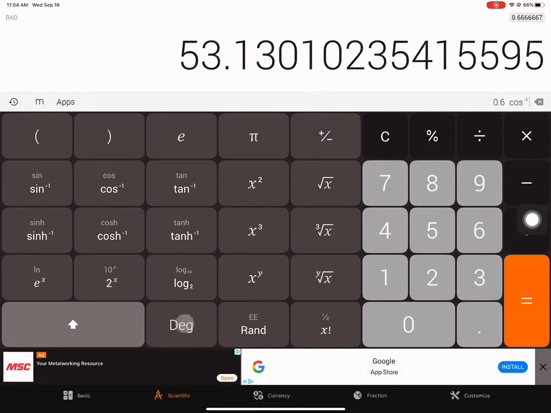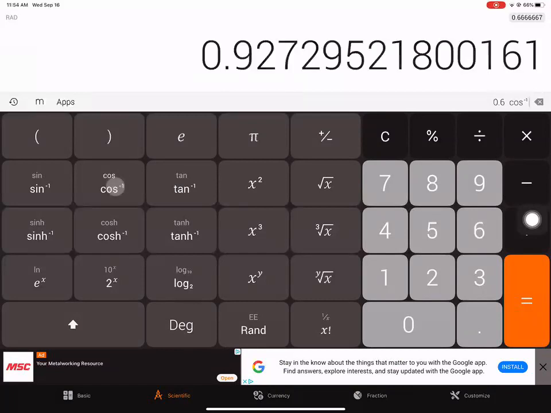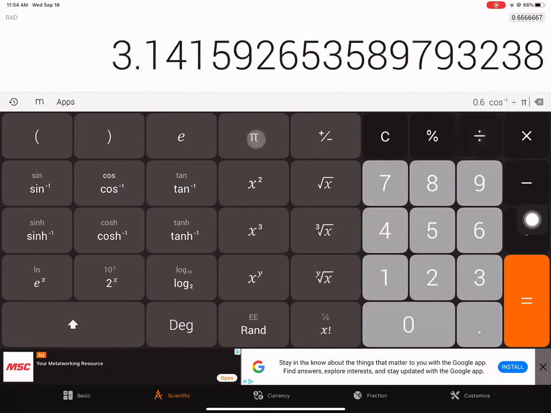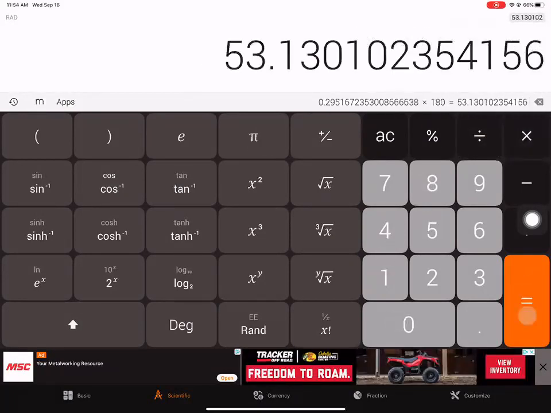So what if this was in radians? What if this was pi? We still write the same thing, 0.6, I'm in radians, undo that, and that's going to be 0.92. And it's the same as degrees if I do the conversions. So that's what you guys are supposed to do in the homework.